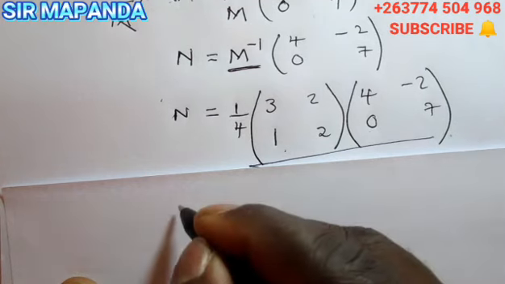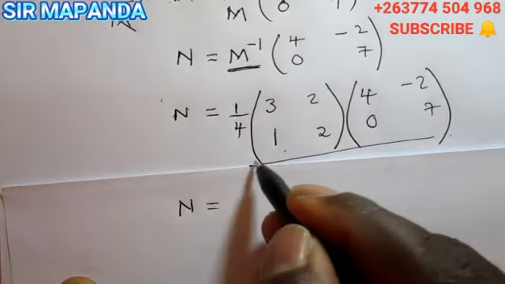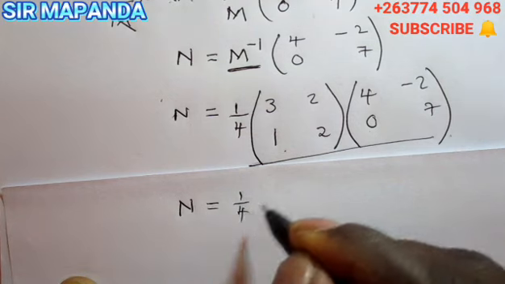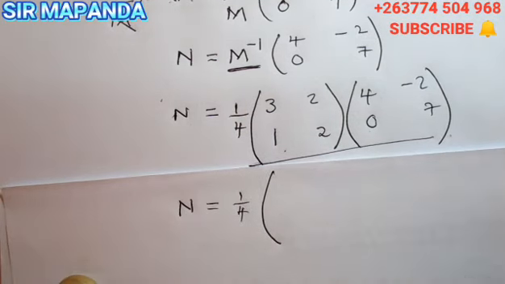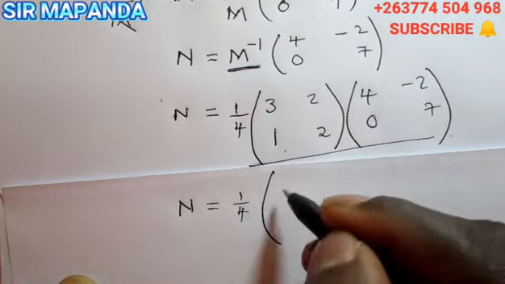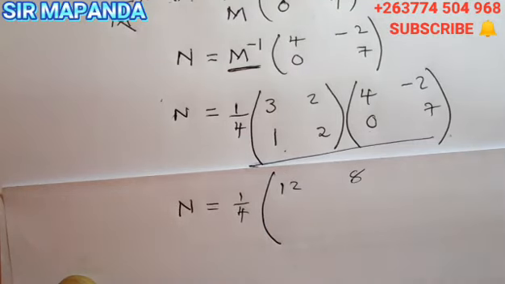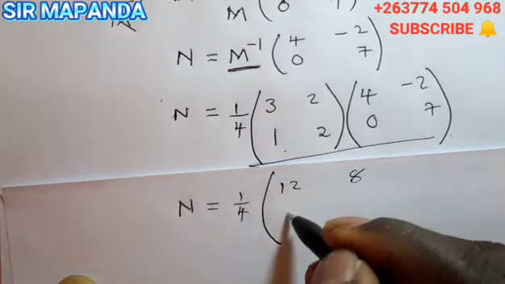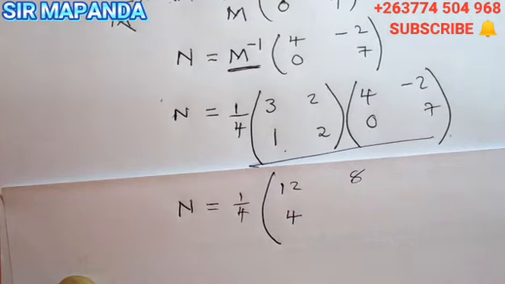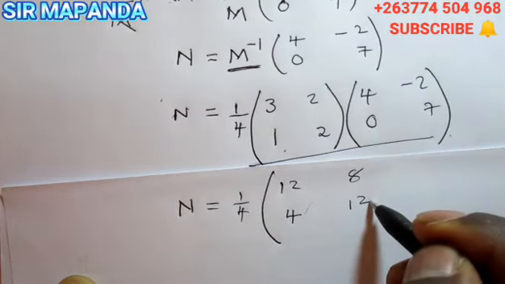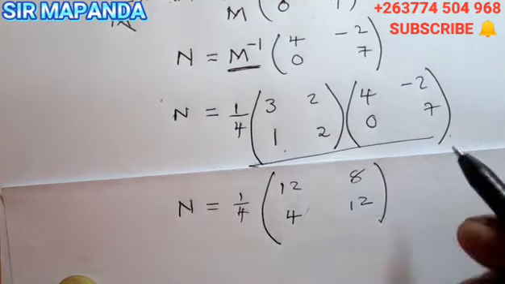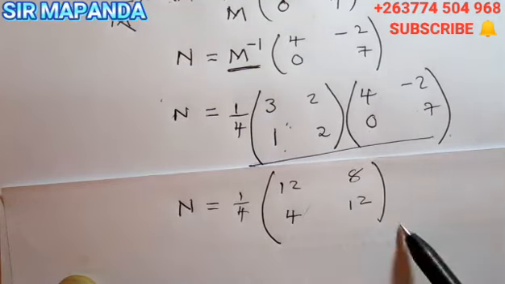All right. So the multiplication of these 2 brackets gave us what? Right? They gave us 12, 8, 4, right? And 12 here. After you multiply these 2 brackets, you get this matrix.